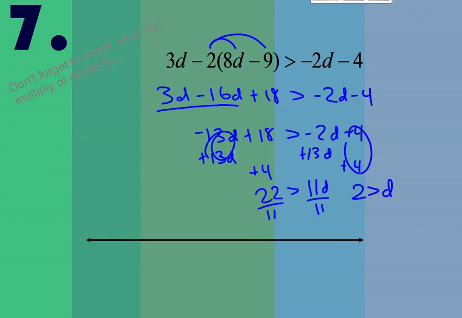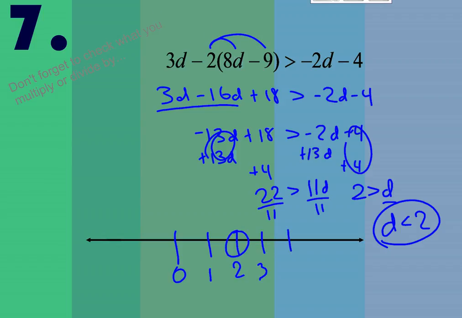So now if you're confused by the letter being on this side, don't get too caught up about it. If I want to switch it around, that's fine, but I just got to switch these around. Okay, so if I switch that around, that's fine, but I got to switch the direction of the arrow too. So what this is saying is, go less than 2.